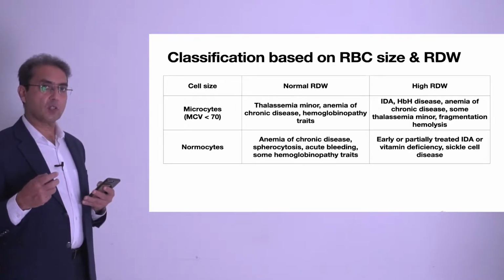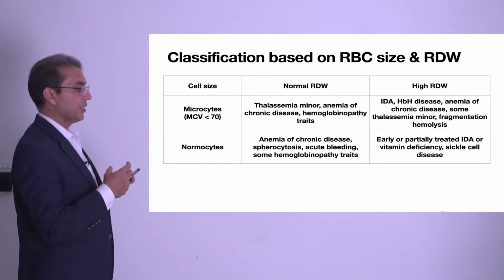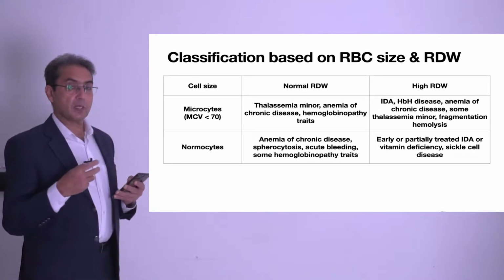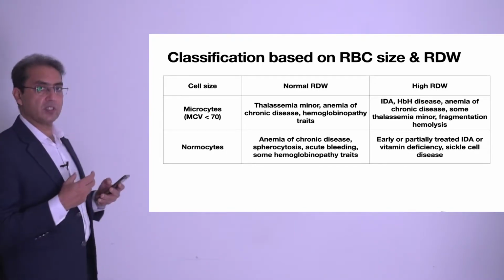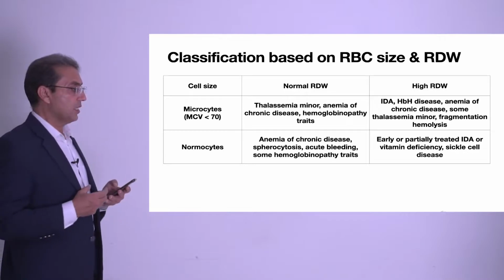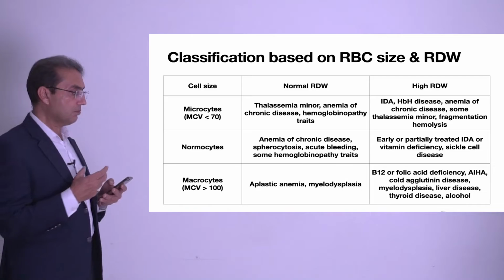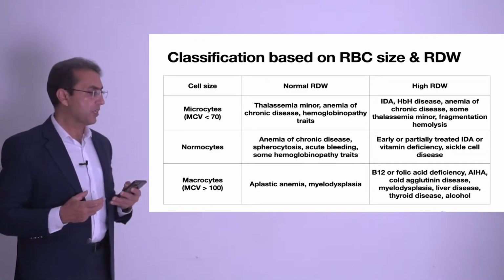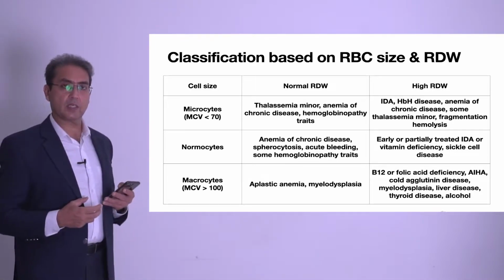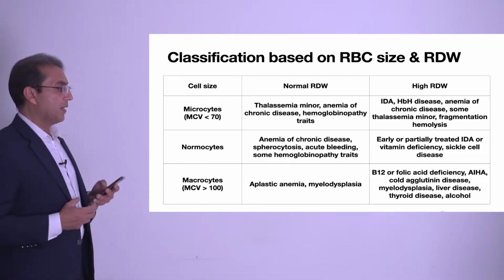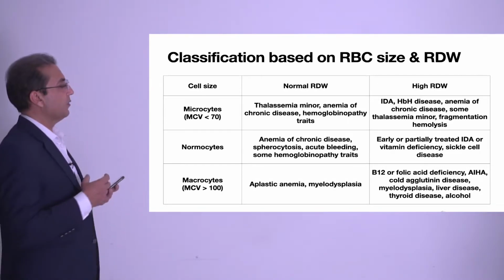And then patients who have normocytes with high red cell distribution width, this could be because of earlier partially treated iron deficiency anemia, or other vitamin deficiency anemias like B12 or folic acid deficiency anemia, or the patient may have sickle cell disease. Now, if you see patients who have large cells, macrocytes, more than 100 MCV, and they have normal red cell distribution width, this can be because of aplastic anemia or myelodysplastic syndrome.